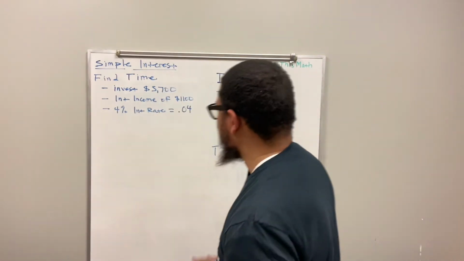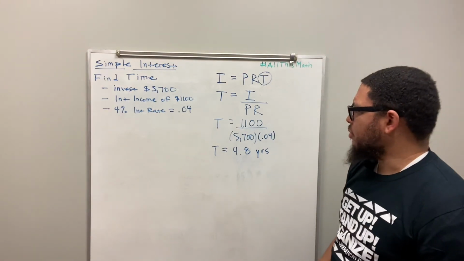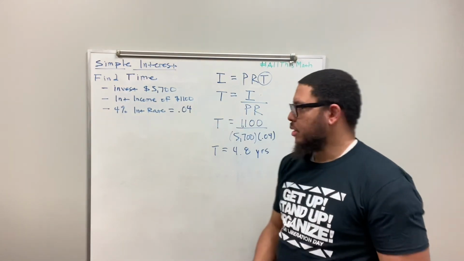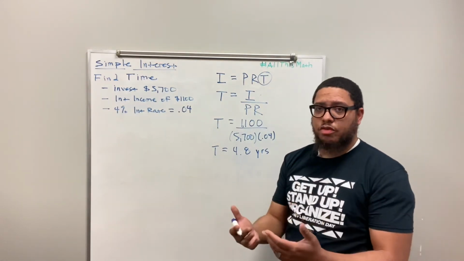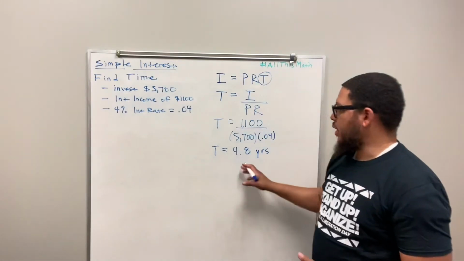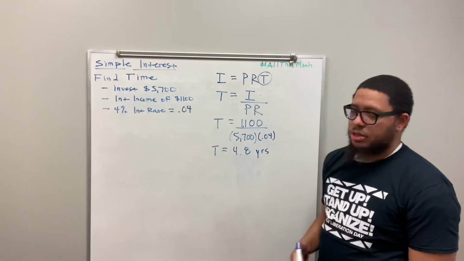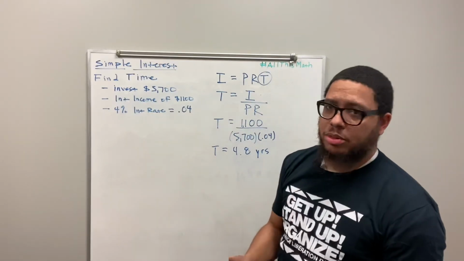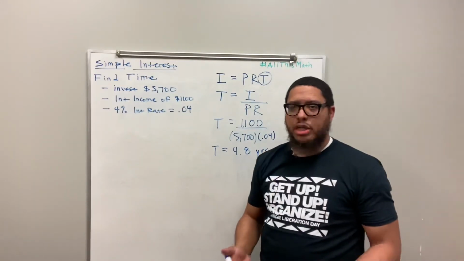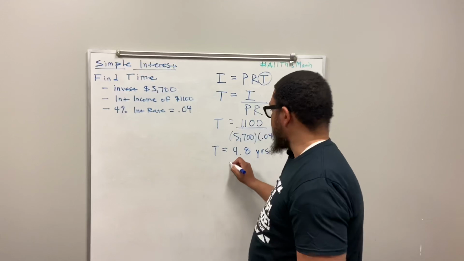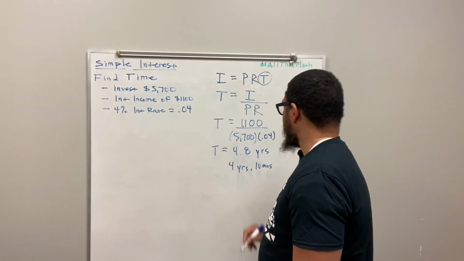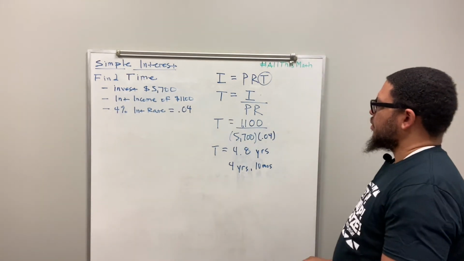Now, 4.8 years. What is that in real time? So 0.8 years, I know that's less than a year. How many months is that? You would do 0.8 times 12, because a whole year has 12 months in it. Since a whole year has 12 months in it, if we want to find out how many months 0.8 years is, you would do 0.8 times 12. So 0.8 times 12 gives me 9.6. You can round that up to 10. So that's roughly 10 months. So this is roughly 4 years and 10 months.